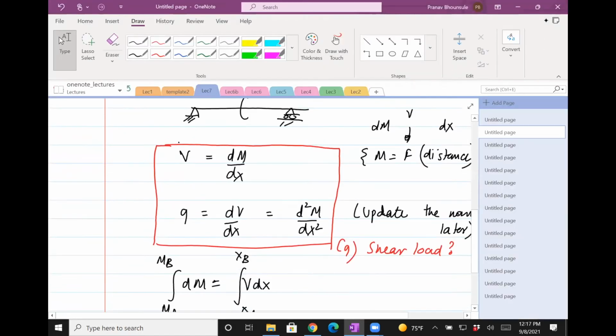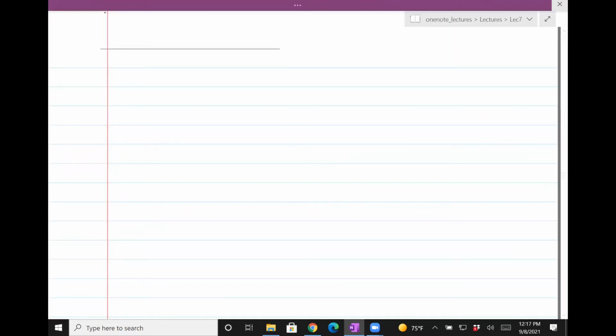So here is my recipe on how to draw shear force and bending moment diagrams. And we'll just use this to find the shear forces. And we'll do two problems which will illustrate this.